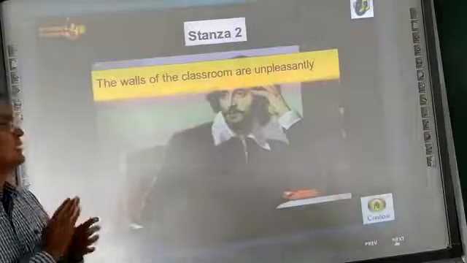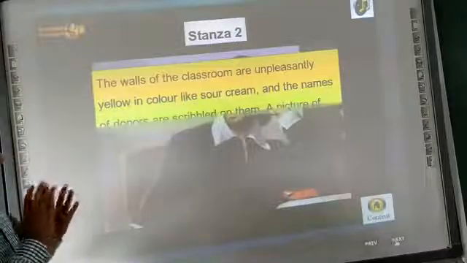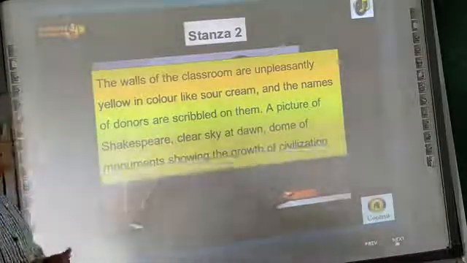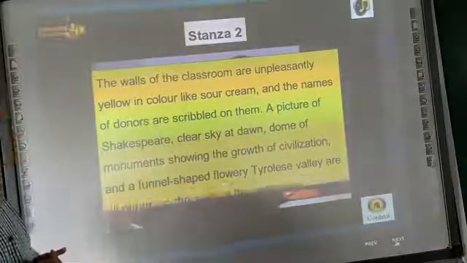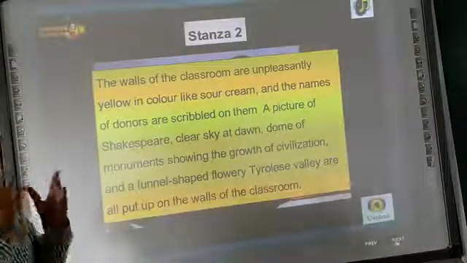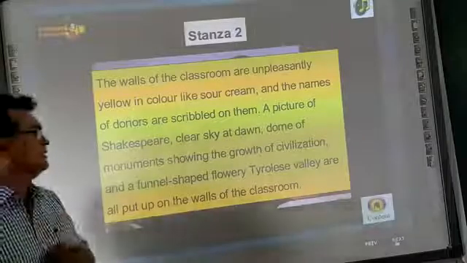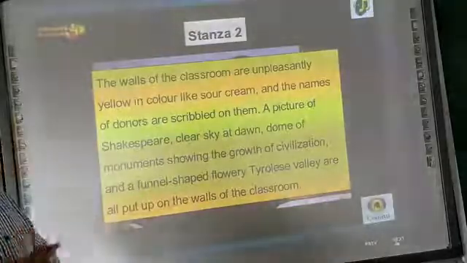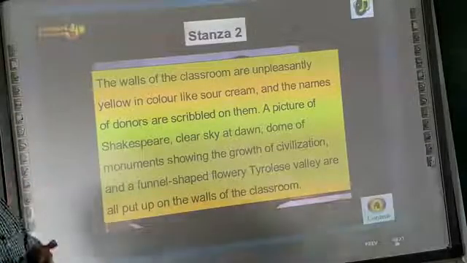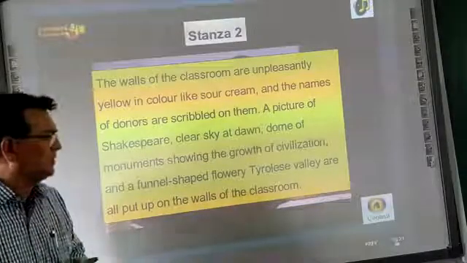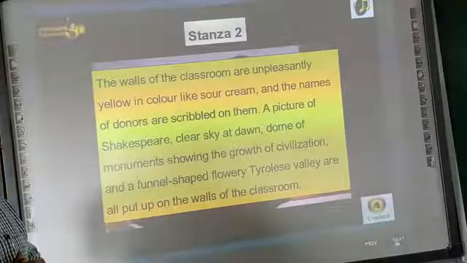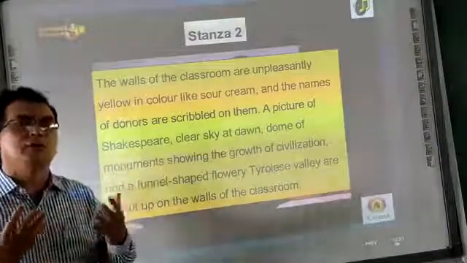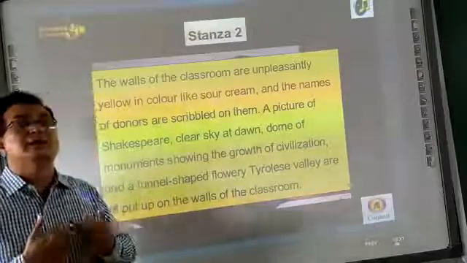Let's go to stanza number 2. The walls of the classroom are unpleasantly yellow in color like sour cream, and the names of donors are scribbled on them. A picture of Shakespeare, clear sky at dawn, a dome of monuments showing the development of civilization, and a flowery Tyrol's valley are all put up on the walls of the classroom. So there are beauties. The world is very beautiful. The world is civilized. The world has developed.